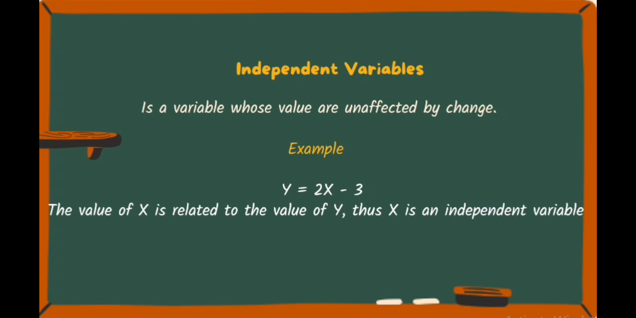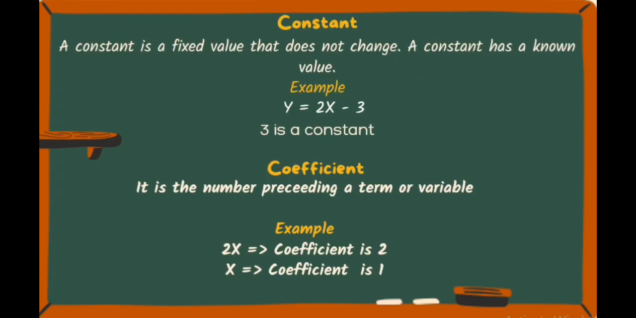Now, independent variables. An independent variable is a variable whose value is unaffected by any change. Example of this, when we have y equals 2x minus 3, the value of x is related to the value of y. Thus, x is an independent variable. What is a constant? In algebra, a constant is a fixed value that does not change. A constant has a known value. For instance, if you have y equals 2x minus 3, here your constant is 3. It stands alone and it doesn't have any variables.